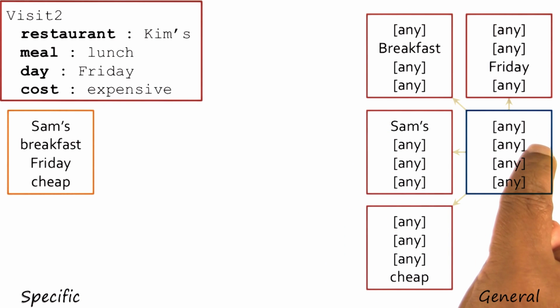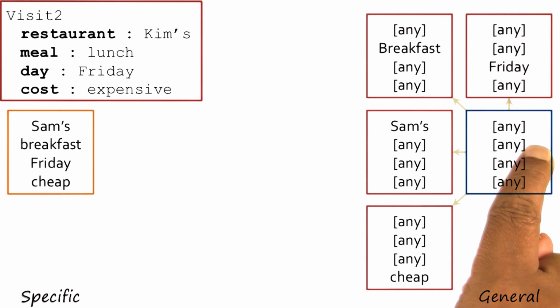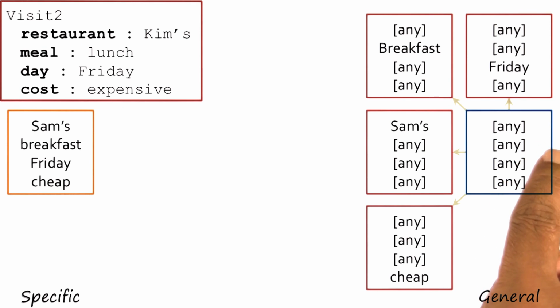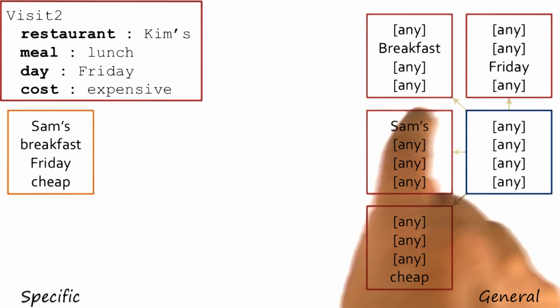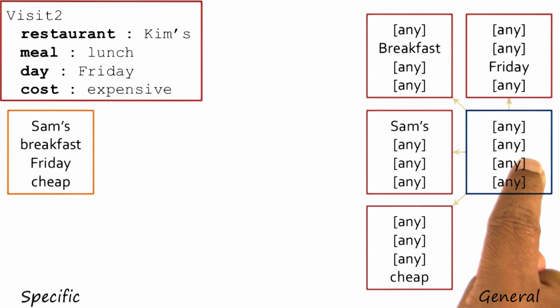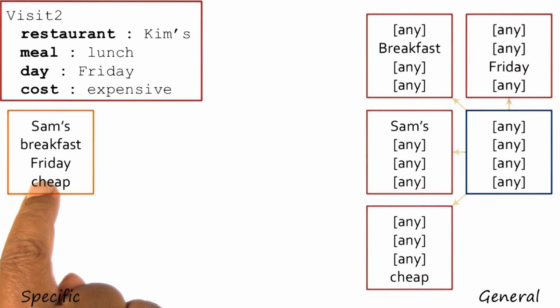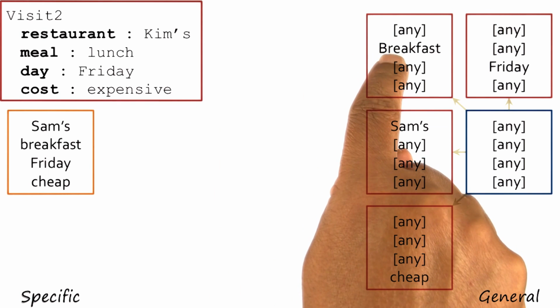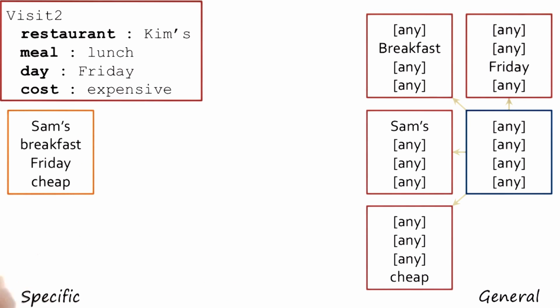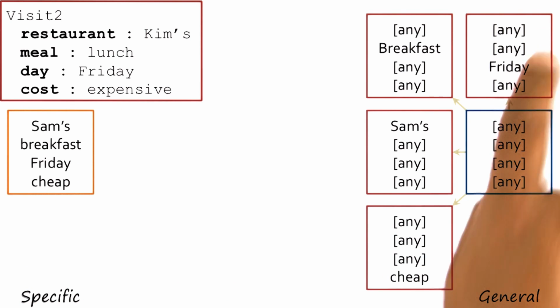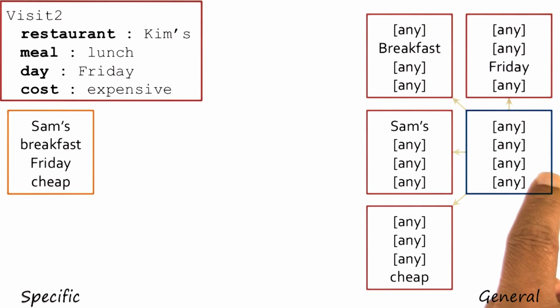In a similar way, I can specialize the filler at the second slot. Instead of having any meal, I can make it a breakfast meal. This is a specialization of this most general concept that is a generalization of this concept because this refers to breakfast at any place. This refers to breakfast at Sam's on Friday and so on. Similarly for the third slot and the fourth slot in this most general concept.